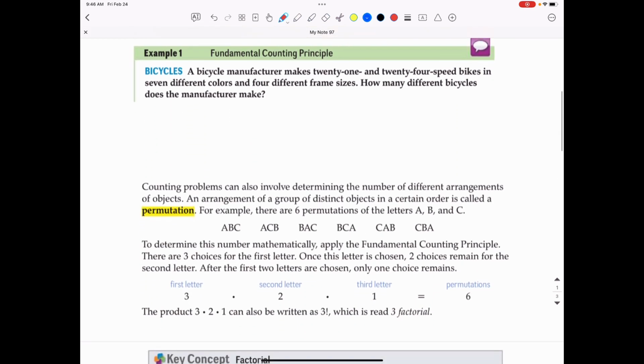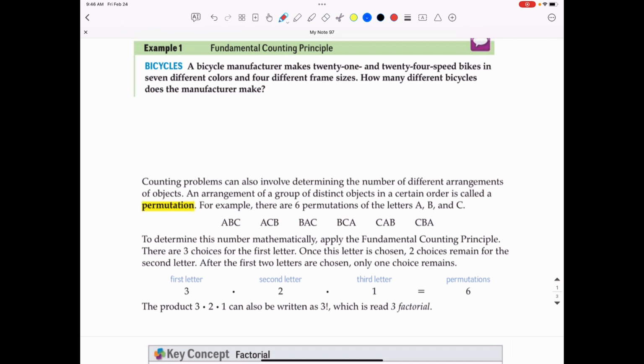So in example 1, a bicycle manufacturer makes 21 and 24 speed bicycles in 7 different colors and 4 different frame sizes. How many different bicycles does the manufacturer make? So we've got 2 different numbers of gears that they can have. So for the number of gears, there are 2 different options. You can get either 21 or 24.